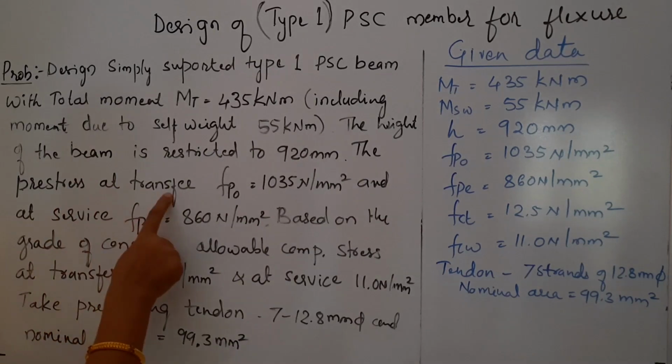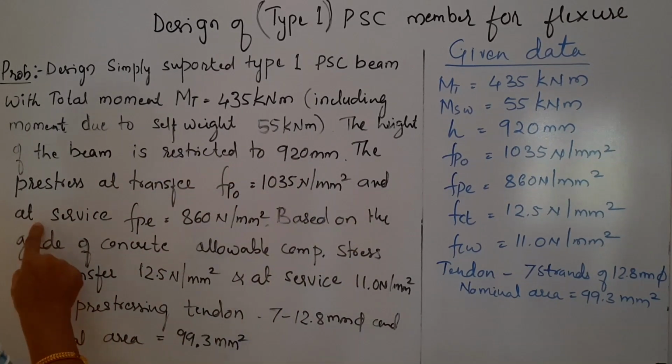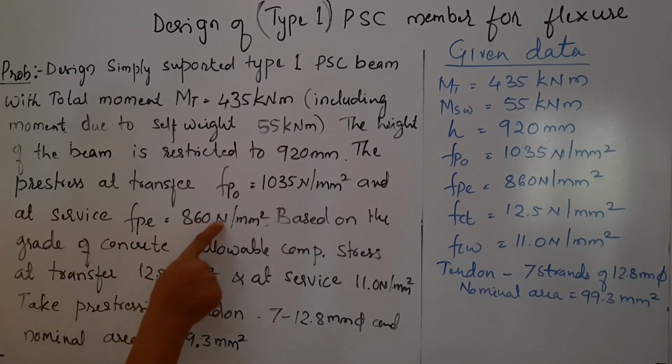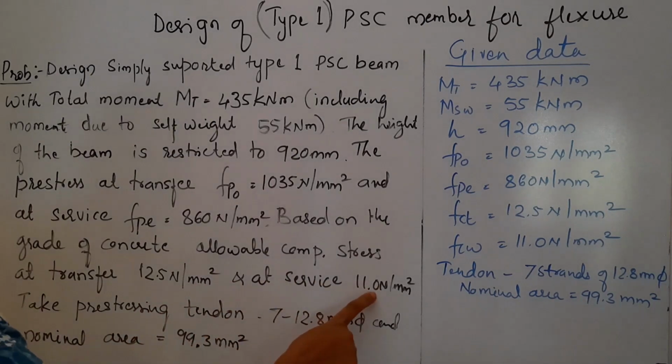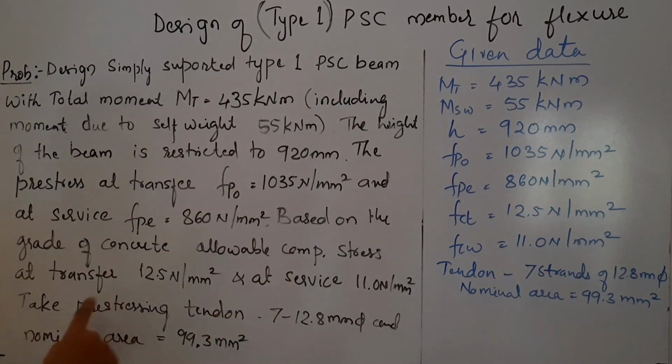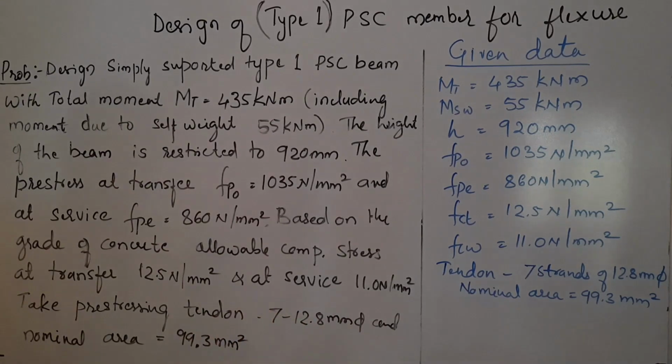The pre-stress at transfer, FPO, is equal to 1035 Newton per millimeter square, and at service, FPE, 860 Newton per millimeter square. Based on the grade of concrete, the allowable compressive stress at transfer is 12.5 Newton per millimeter square, and at service 11 Newton per millimeter square. Take the pre-stressing tendon as 7 strands of diameter 12.8 mm. The nominal area of one strand is 99.3 square millimeter.